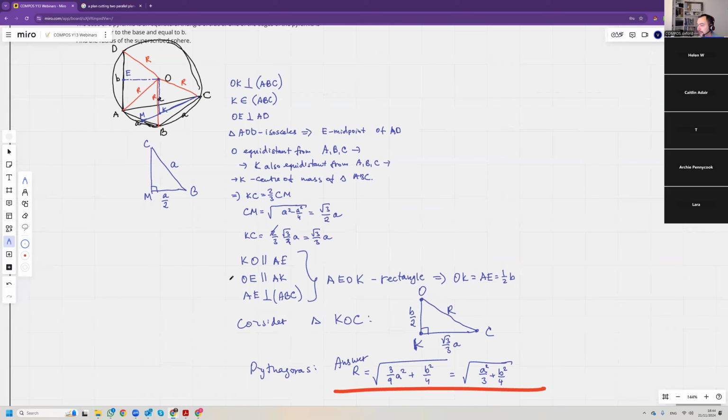So if you manage to follow this, then again, I first did the isosceles triangle. Then I used the property that the midpoint splits the median in the ratio 2:1. So KC is 2/3 of CM. Then I used the Pythagoras theorem a couple of times to arrive at the answer. Okay.